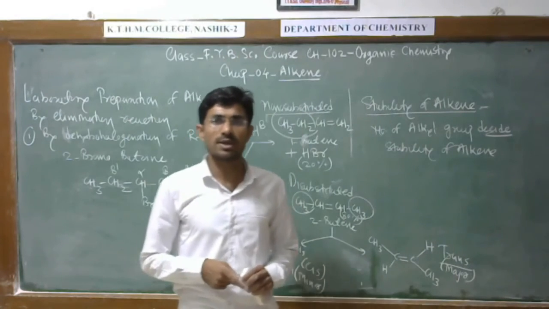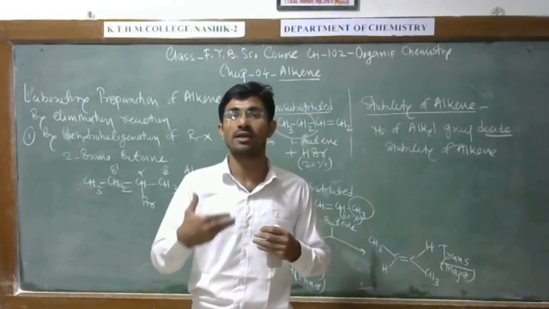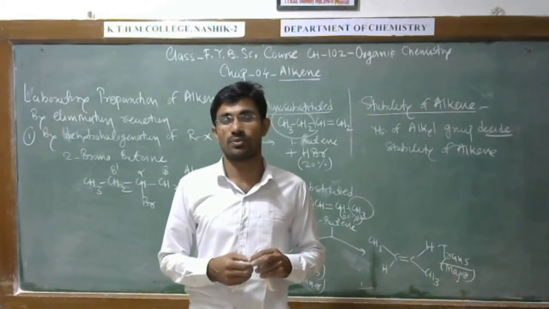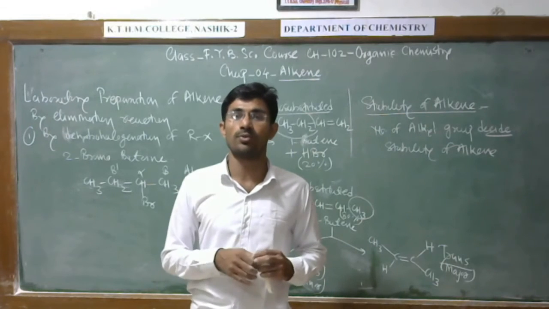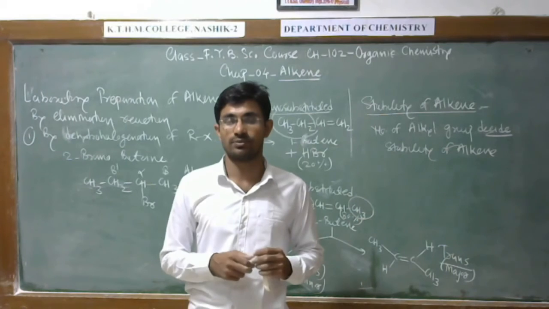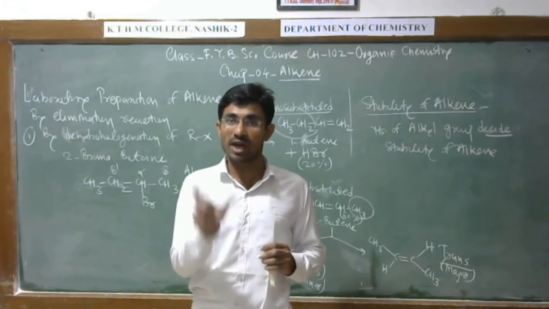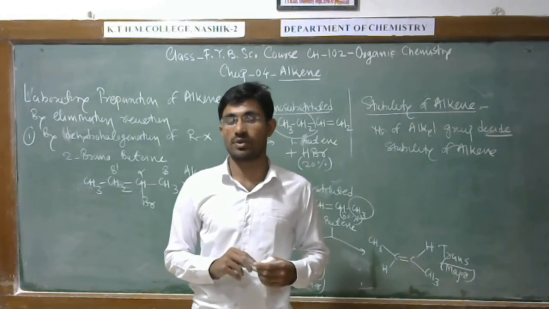Number of alkyl groups decides the stability. The more alkyl groups attached, the more the stability of the alkene increases. Alkyl group is an electron donating group, so it increases the stability of the alkene. So obviously, a disubstituted alkene is more stable than a monosubstituted alkene.